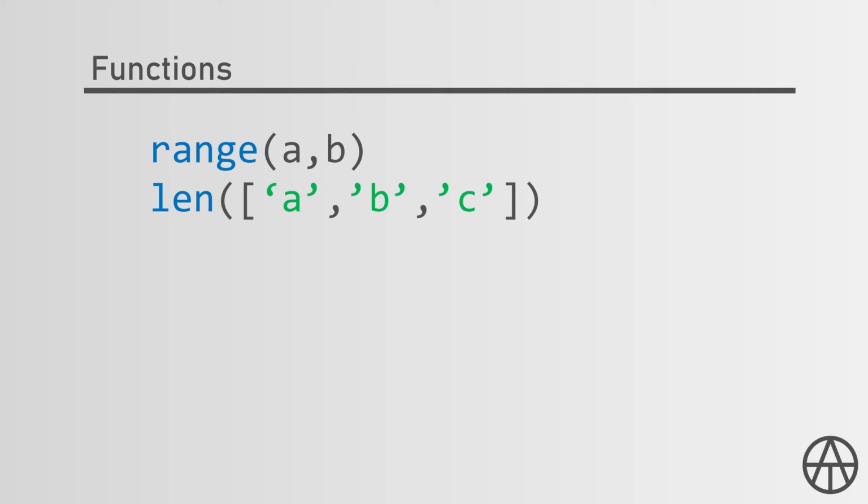By definition, a function is a block of organized, reusable code that is used to perform a single related action. Functions are used to modularize code and make the code more reusable.